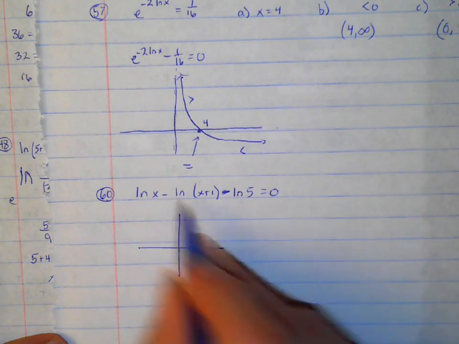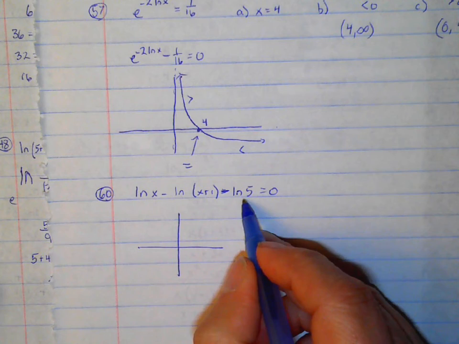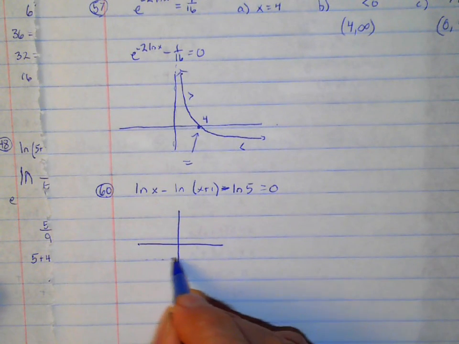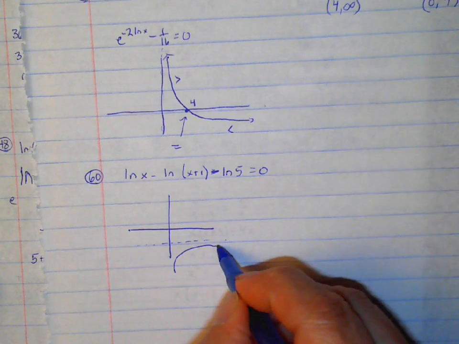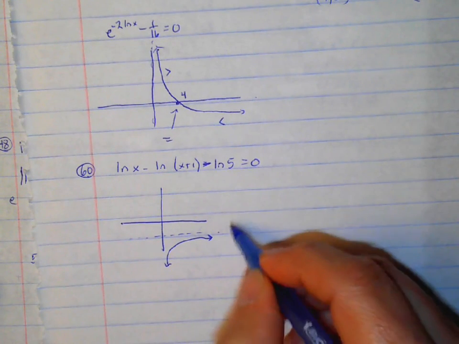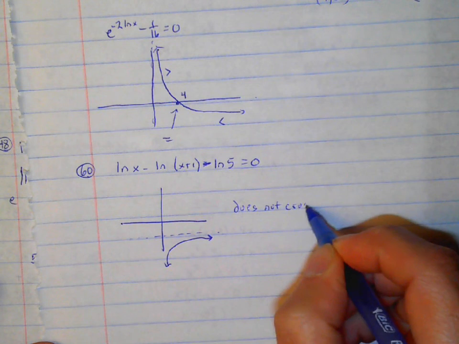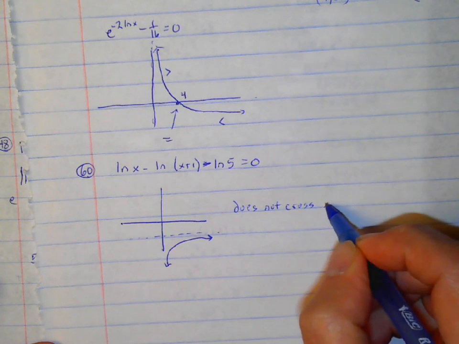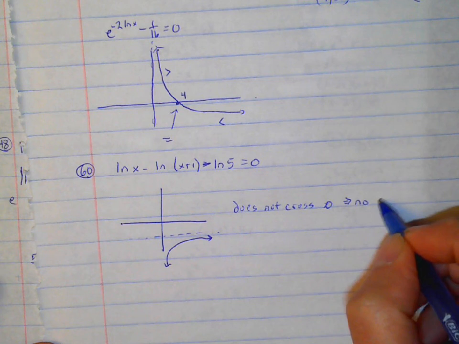just here by itself would have an asymptote here at 0, but with the minus ln 5 here, that takes it down even farther yet. So our asymptote is down this direction, and this is what our graph looks like. So it does not cross x equal to 0. Therefore, there's no solution.